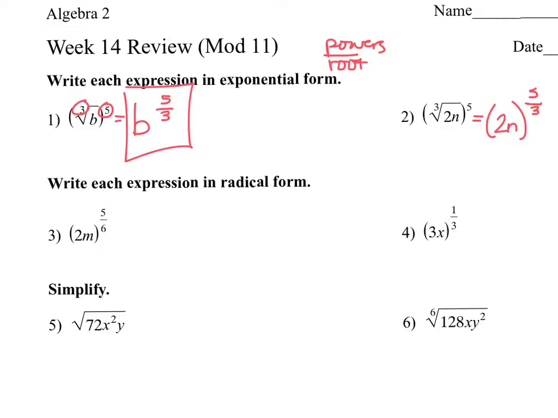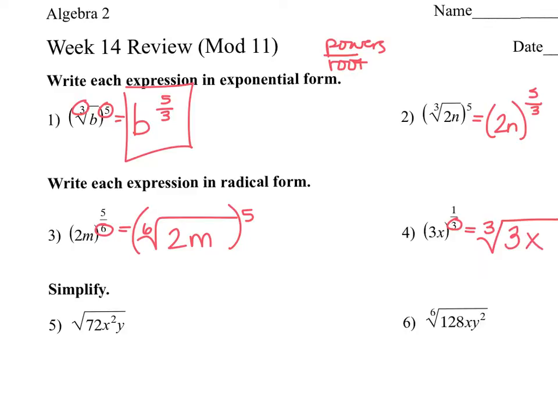Number 3 and 4 are that same concept, except we're going backwards. So this time I'm going to write a root. I know the root's on the bottom, so it's the 6th root of 2m to the 5th power. You want to make sure that this 5 is being applied to the whole root and not just to the m, because it's being applied to everything.